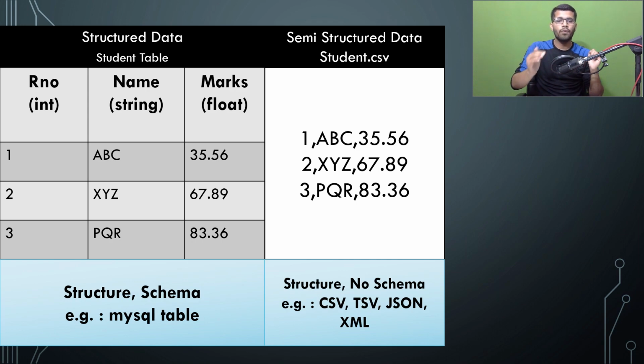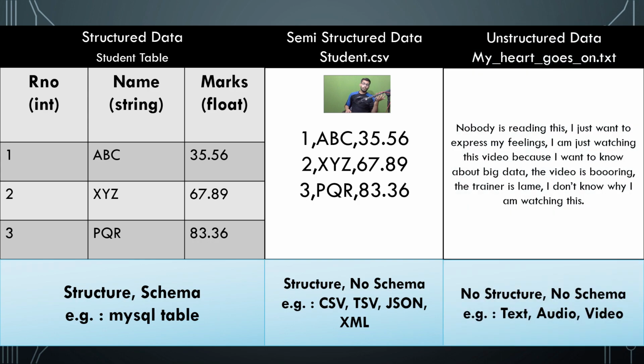However, if I want to remove roll number 2 and instead write Mission Impossible, I can write it without any issue. In a normal CSV file, you can do it without any problem. In the case of semi-structured data, we have structure, but we don't have schema. That's called semi-structured data. A few examples are CSV, TSV, JSON file, XML file. These are examples of semi-structured data. Then there is unstructured data.